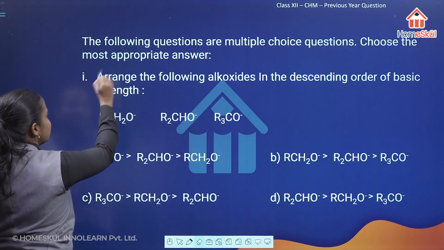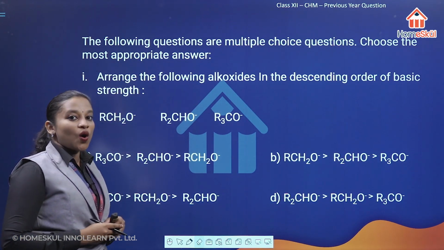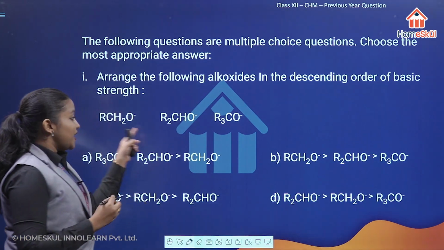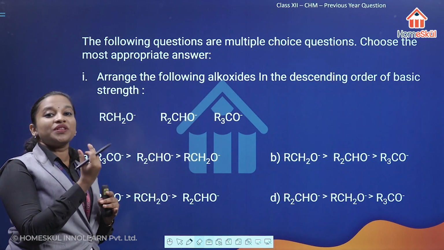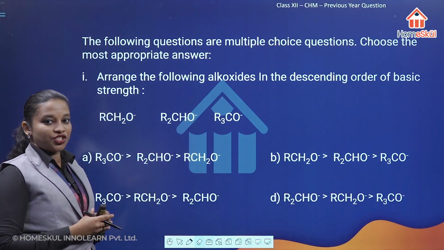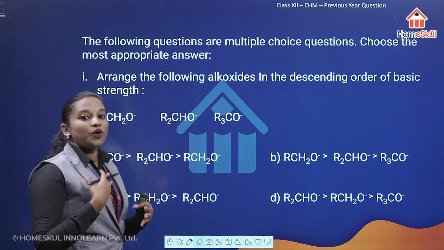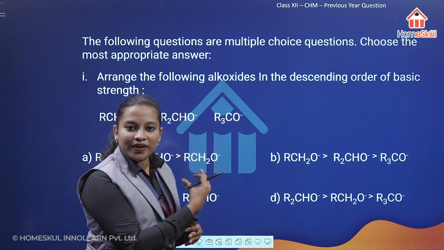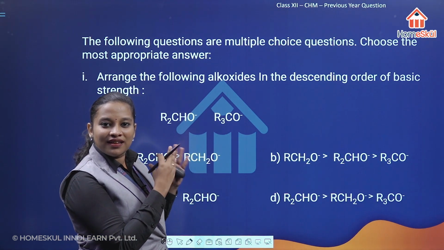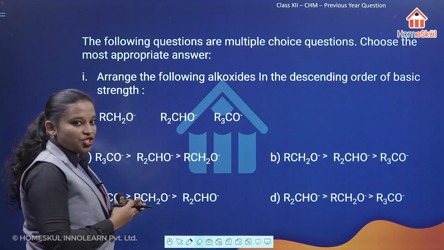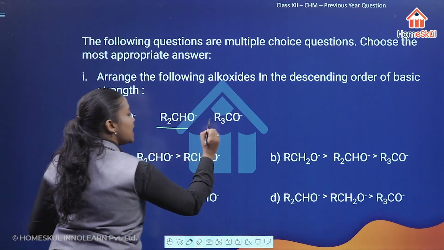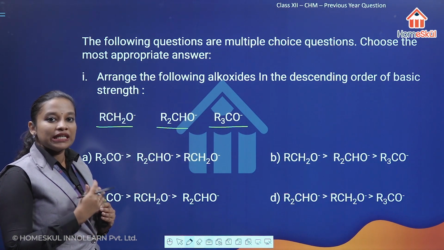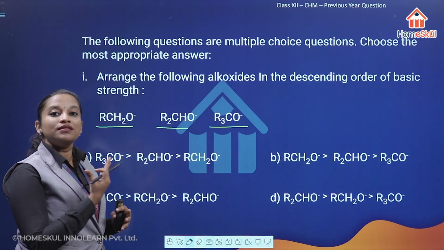Okay, the first question is, arrange the following alkoxides in the descending order of basic strength. We have 3 alkoxides here. Based on the basic nature, we have to arrange these 3. So what is basic nature? Basic nature is electron-rich nature, right? It should have an electron pair. It should be electron-rich. So, considering these 3 alkoxides, we know that the alkyl group, R group, is an electron donating group or electron-rich group.